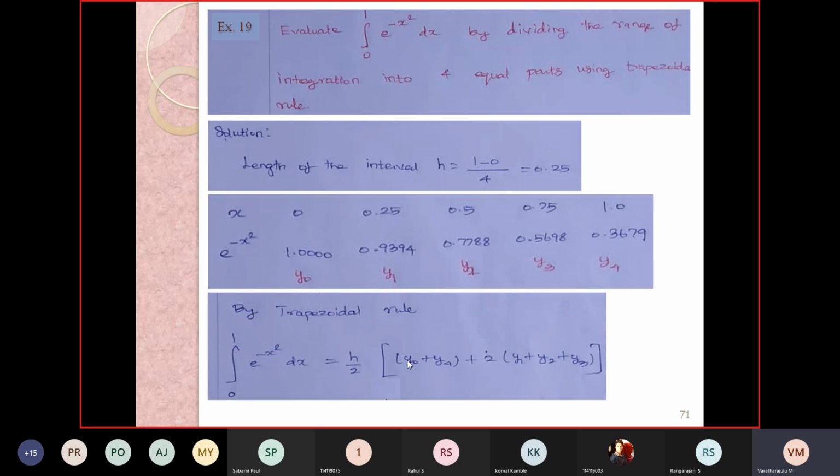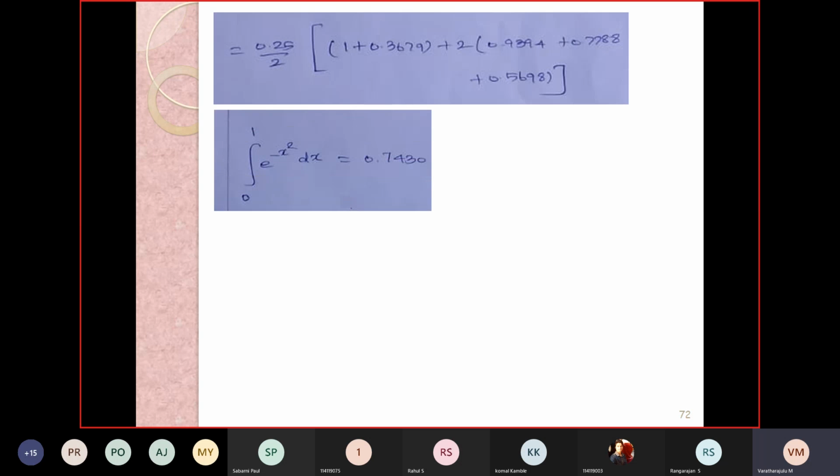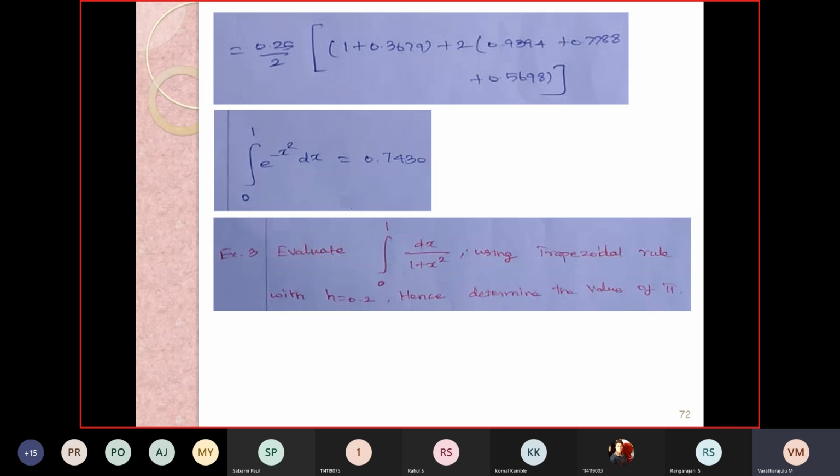And y0 plus y4 becomes the first term, and the rest y1, y2, y3 becomes the second term. And I am applying the various data, you'll get the solution: integral over 0 to 1 of e power minus x squared dx is equal to 0.743. And this is for your practice.